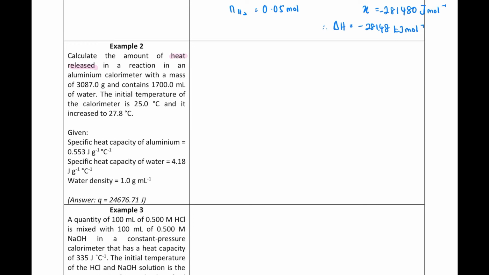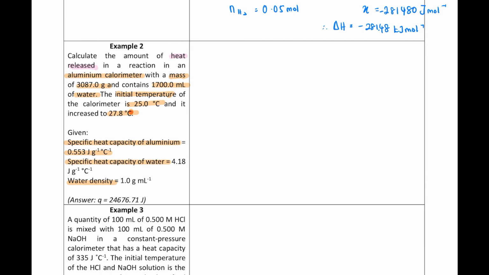Okay, and then mass of the calorimeter. So this is something new. This question provide us with mass of calorimeter. And then the calorimeter also contain water sebanyak 1700 ml. So the initial temperature of the calorimeter is 25 and then temperature tu meningkat kepada 27. So dia bagi kita lagi information, specific heat capacity for aluminium. Aluminium tu adalah calorimeter tu lah, specific heat capacity for calorimeter. Also given specific heat capacity for water and then the density of water.